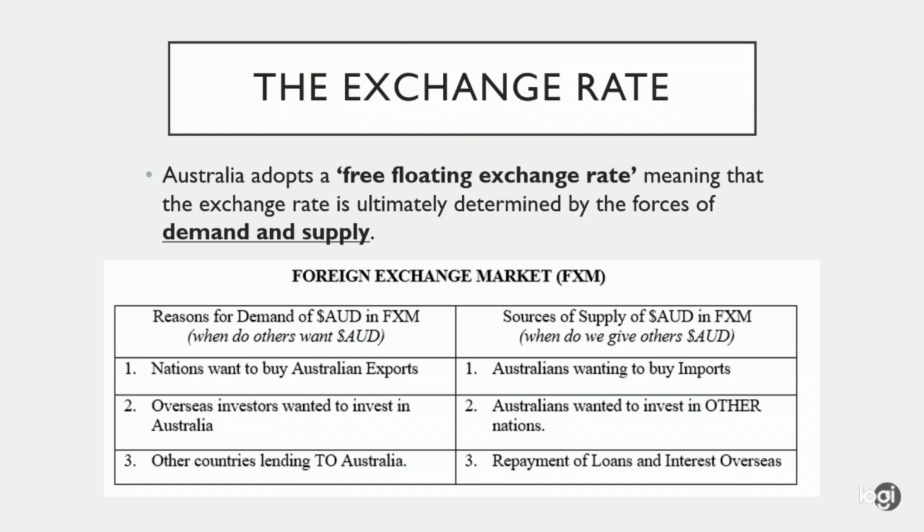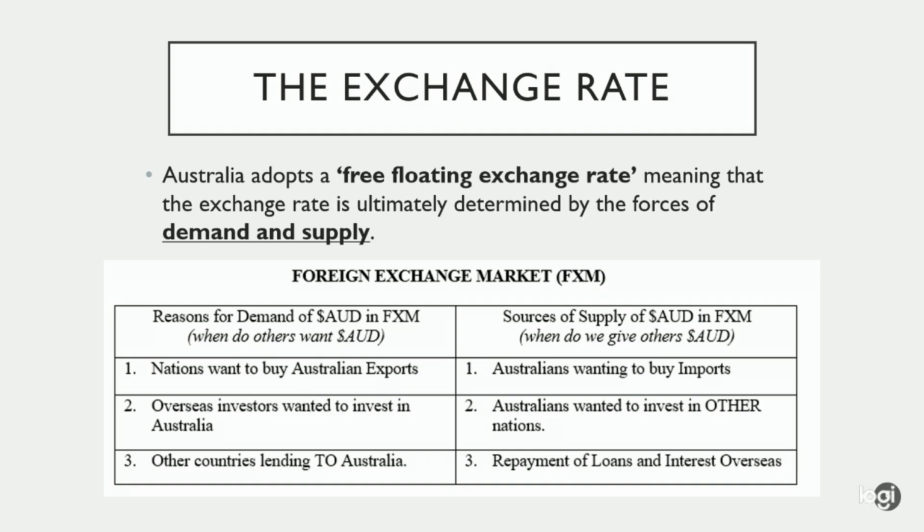So since we're only looking at the demand and supply of the Australian currency, here's a list of some reasons why the demand and supply is going to change. So starting with demand, thinking about why would other countries want to buy our currency? And remember that we're thinking about currency as being its own individual good or service. Some of the reasons could be that nations may want to buy Australian exports, overseas investors may want to invest money into Australia, and other countries may be lending to Australia.